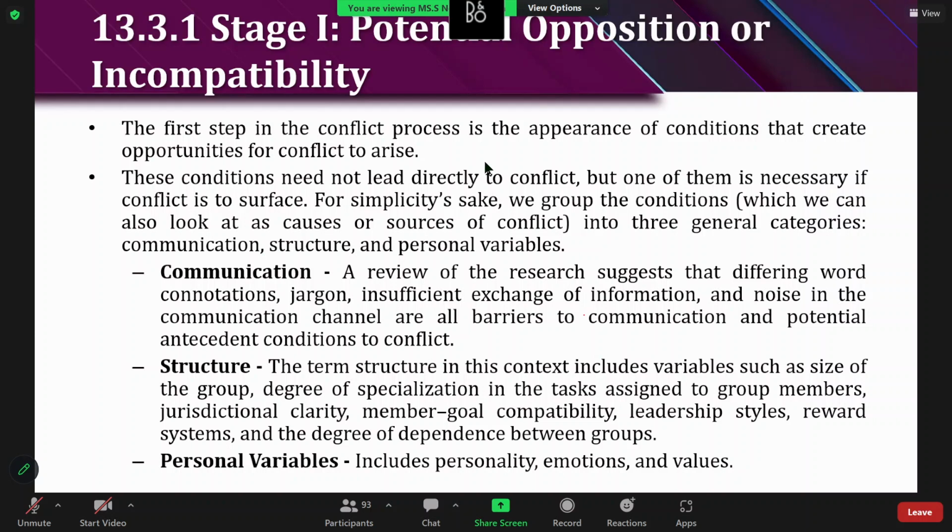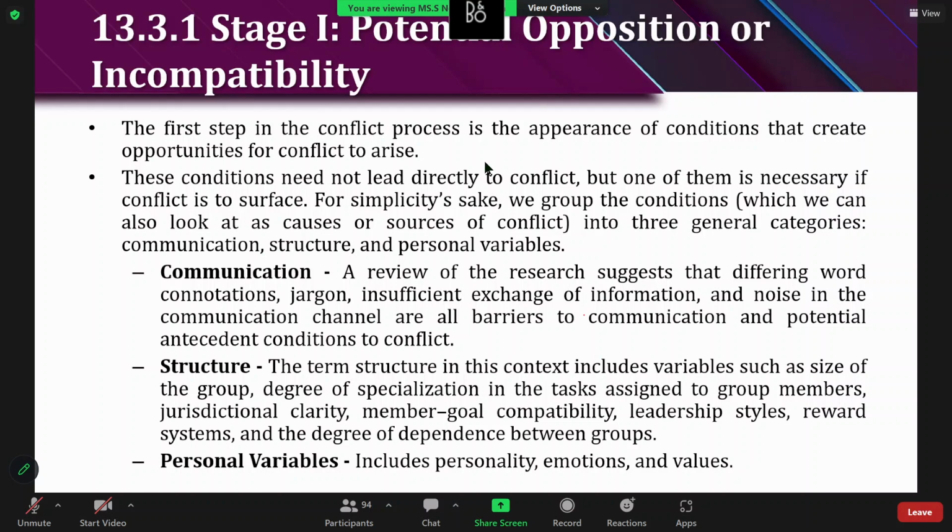For example, if the size of the group is really large, then sometimes people may not even interact with each other. People may not even know each other as members of their group. In such cases, there is a chance of conflict. And in some cases, having a very small group, like 2 or 3 people, can also lead to conflict. So it depends on the situation and on the task they are involved in. So the size of the group can be a determinant, and so can the degree of specialization in the task.